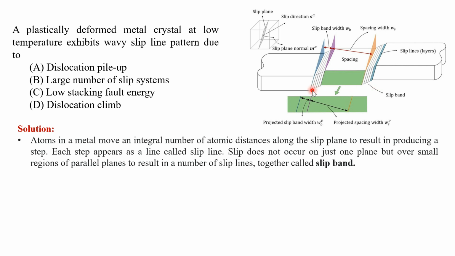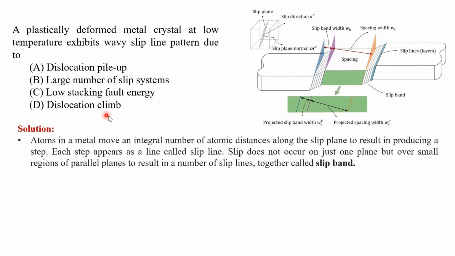That is, first they move a small distance to a new plane, and then again the stress value will be exceeded. They'll move to the next. So we can say that it moves in integral number of atomic distances, and each of these steps will appear as what is known as a slip line. Therefore, we can say that slip does not occur on one plane but over a region of parallel planes, and together it forms what is known as a slip band.